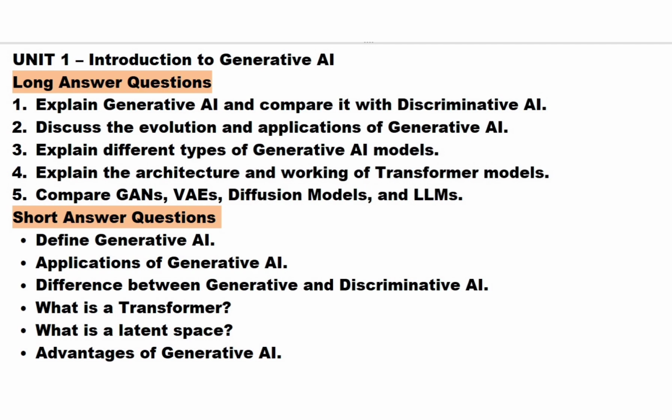Next one is explain different types of generative AI models. Explain the architecture and working of transformer models. Compare GANs, VAEs, diffusion models and LLMs.